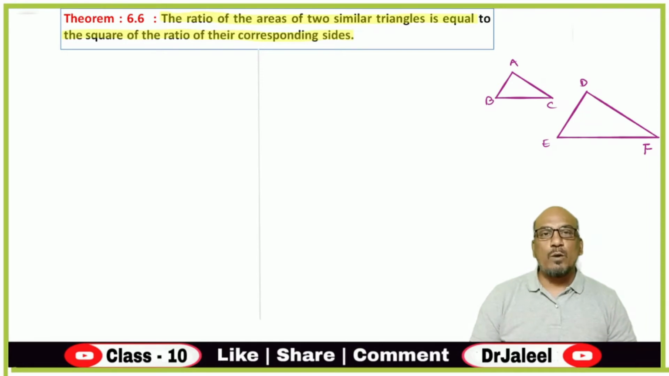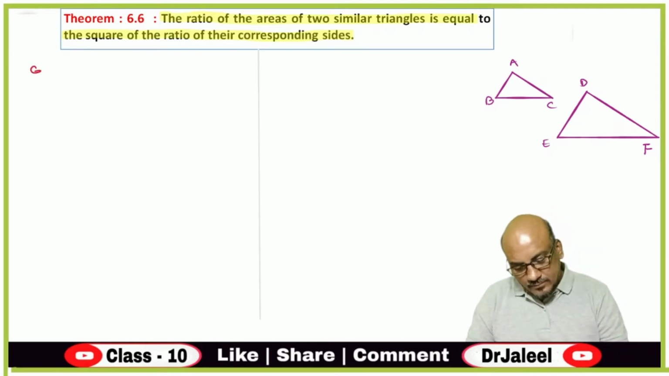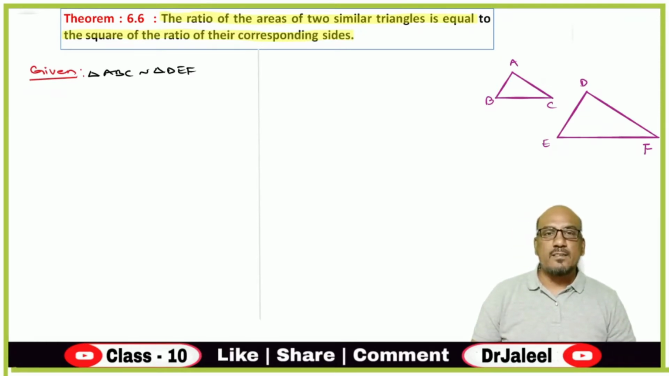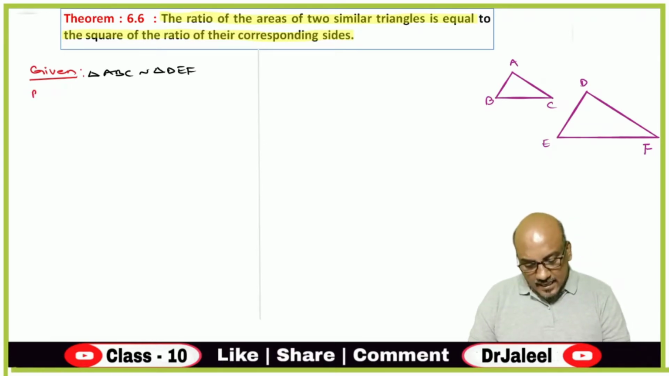So children, what is given here? Given that both the triangles are similar. Let us mention it here. Given: triangle ABC is similar to triangle DEF. It's given that both the triangles are similar. Next, what is he asking us? RTP. What is he asking us to prove here?